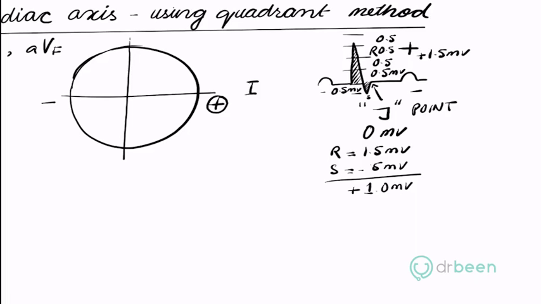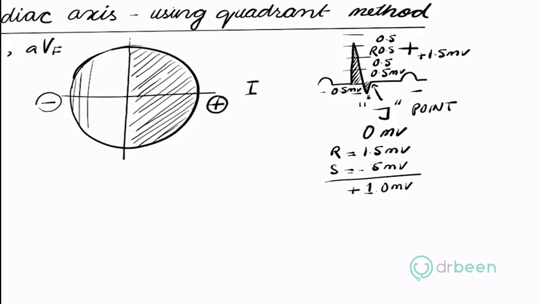What that means is that the axis of the heart is going to be on this side. Remember this side, this half. Lead 1 is positive for both quadrants, the upper quadrant and the lower quadrant. On the other half, this side, lead 1 is negative, as you can see here. So if lead 1 is negative, the axis is going to fall on this half.